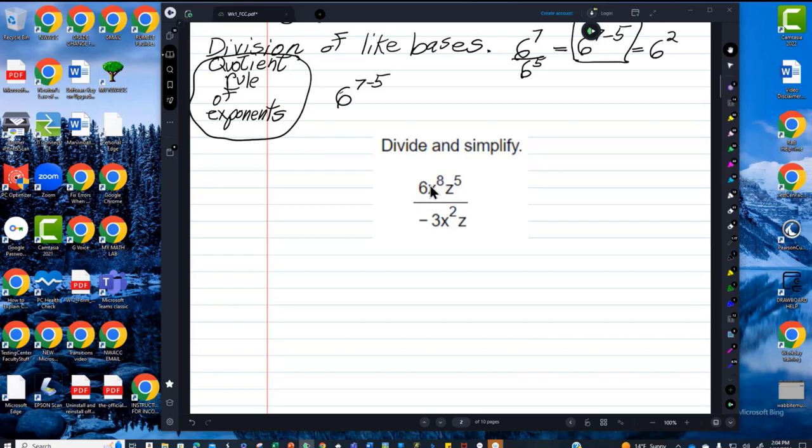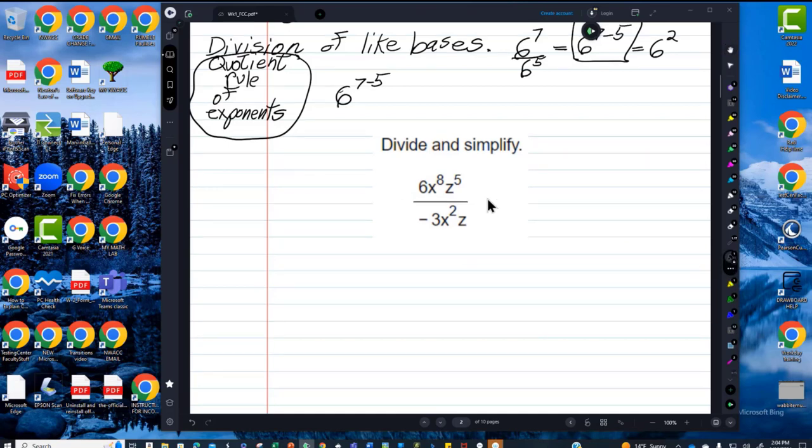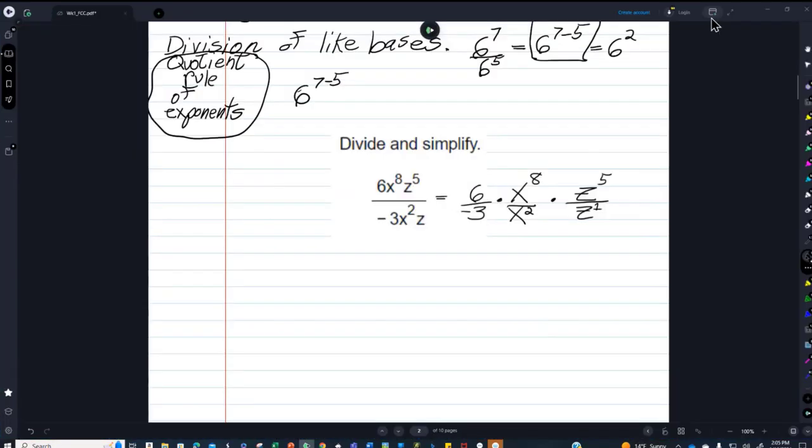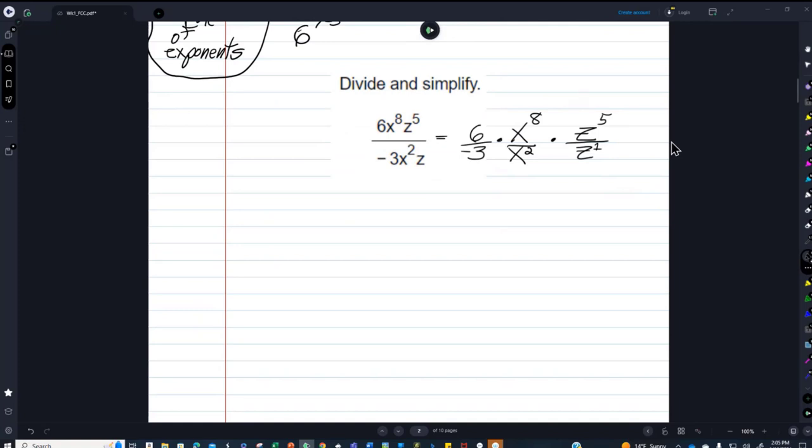Okay. Now notice this problem is actually three different problems. You have 6 divided by -3 times x to the 8 over x to the 2 times z to the 5 over z. And a z by itself is z to the 1 power. Well, I know that 6 divided by 3 is 2. Well, 6 divided by -3 would be -2. But remember, you can always put numbers in your calculator.